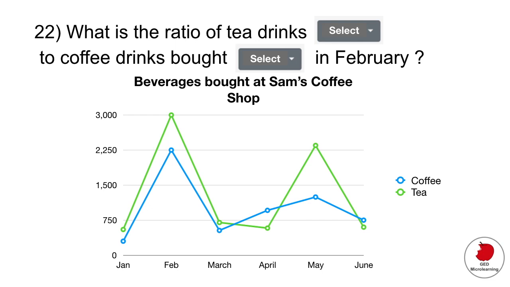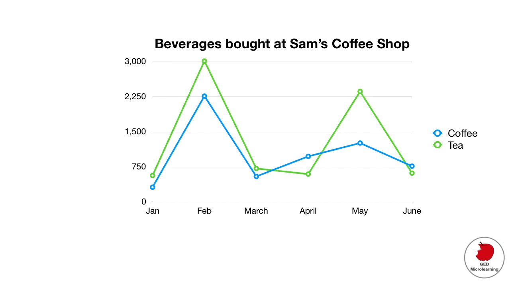Okay, so this problem is one of those drop-down question problems that involves a graph with two straight lines. So just a quick recap of how we read graphs like this. You look at the title. This is telling you that this is about beverages sold at a coffee shop. Your y values are the number of beverages sold. Your x-axis tells you which amount they sold in which month. So March, April, May, etc. And then you look at the legend, and this tells you that the blue line represents coffees that they sold, and the green line represents tea.